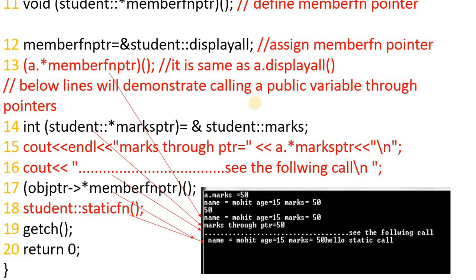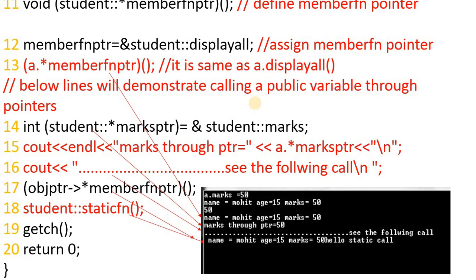Now if you have a public variable, how will you access it through pointers? Line number 14 says that you can say integer type, the marks is being assigned as a pointer, marks pointer, and line number 15 says you print the marks through pointer. So now the a.star marks pointer, that is what it is, same as a.marks. Through pointer, it will be star marks pointer. That means star of the pointer is nothing but marks.